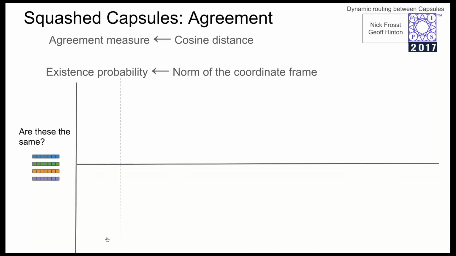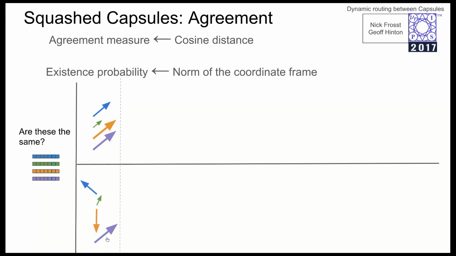Let's illustrate each capsule as a vector. The orientation of the vector represents the coordinate frame. The length of the vector represents the probability of existence, just for the sake of visualizing and talking about them. Consider the following 2 cases. In the first case, the top half of the figure, the vectors have the same orientation. In the second case, the bottom half of the figure, the vectors do not align.